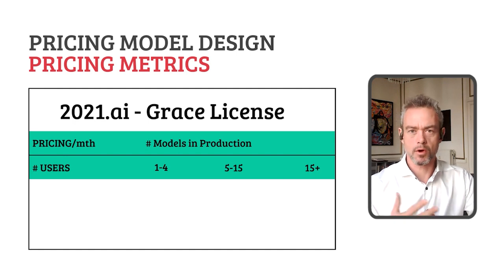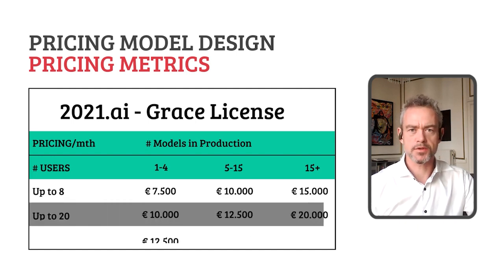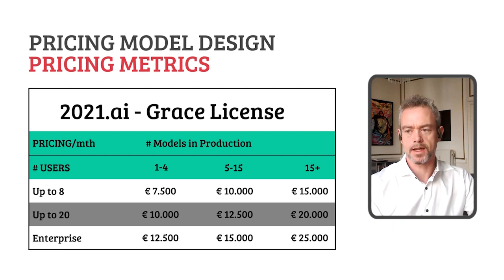So the more models the bank has, the more value they generate, the better they're off, the more they should want to pay. So they had built a matrix out of these two pricing metrics, which meant that if the bank had up to 8 users and maybe had 5 models, they would pay 10,000 euros a month. If the bank had 20 users and 15 models, they would pay 18,700 a month, and so forth.